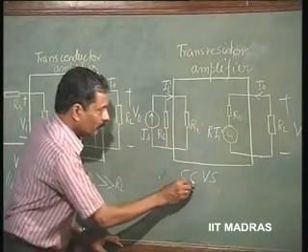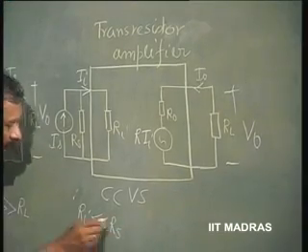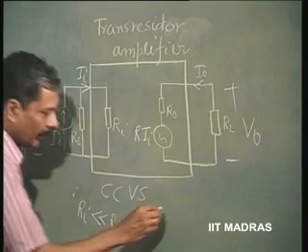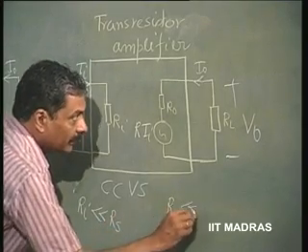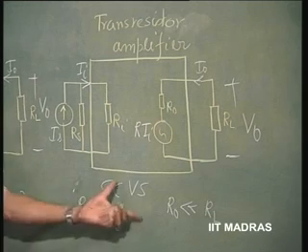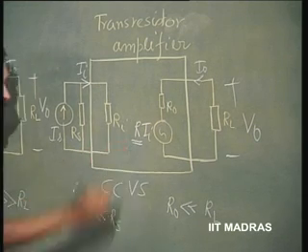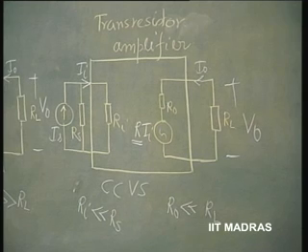So, current control means Ri is much less than Rs and R naught is much less than RL. Trans resistance, the transfer resistance is what is important here. Still, just as in the other cases, we can evaluate the voltage gain and current gain and subsequently the power gain of this stage.